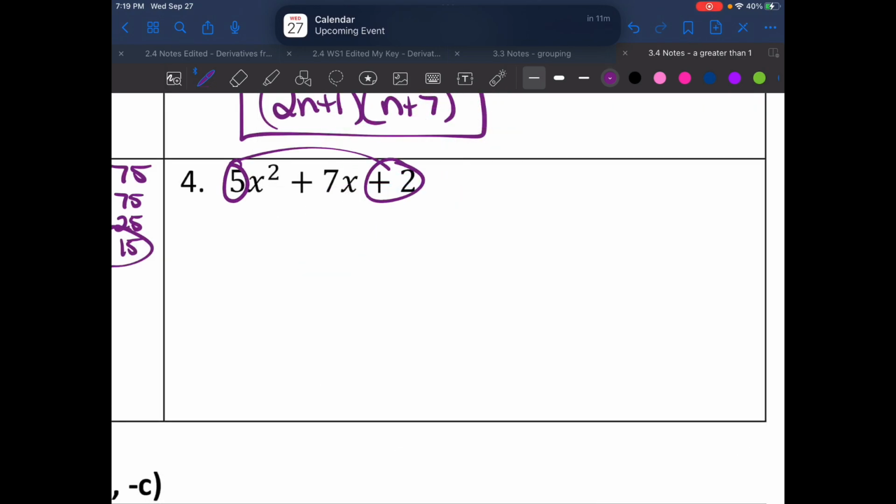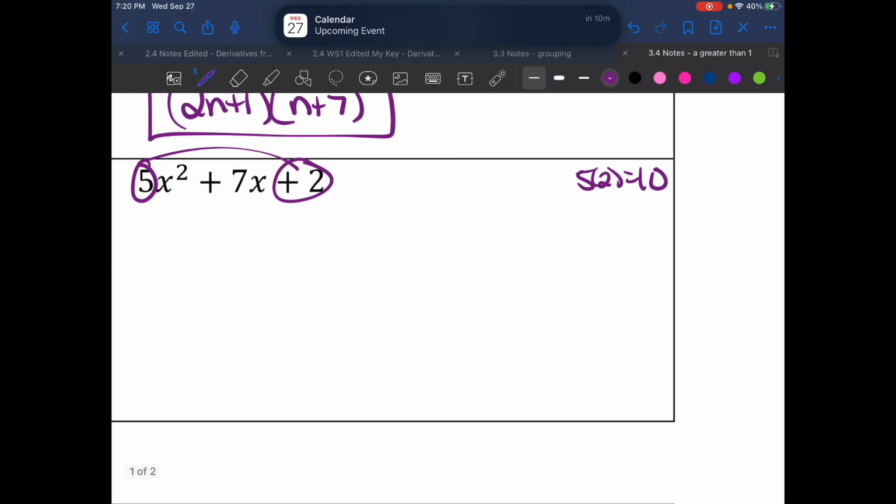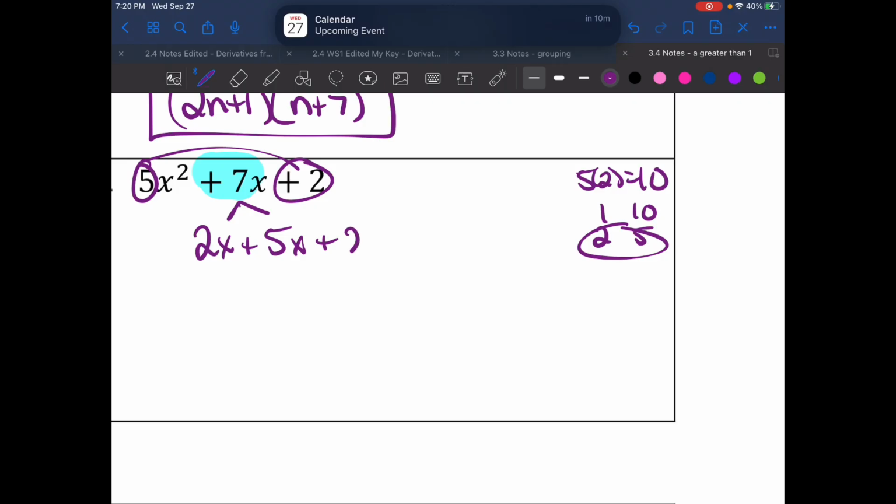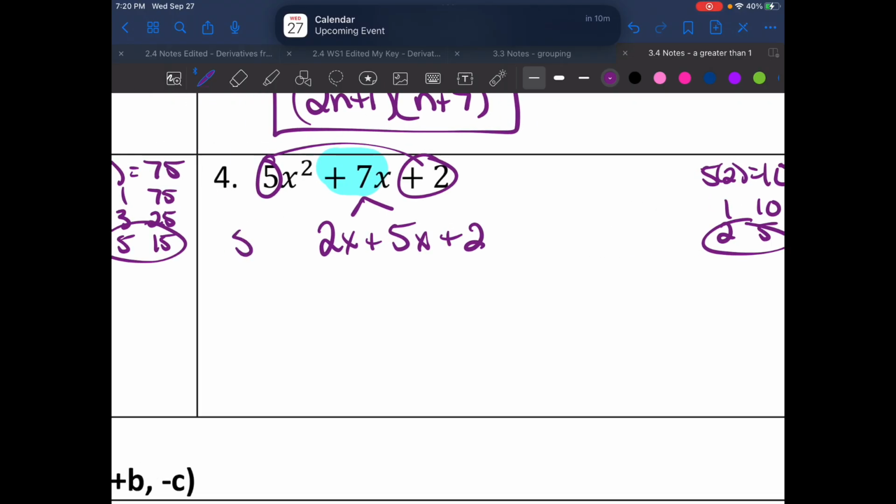All right, no GCF here. Multiply leading coefficient by constant, 5 times 2. It's going to be 1 and 10, 2 and 5. Find the factor pair that adds together to be 7. It's going to be 2 and 5. Bringing down the other terms. Group the first two terms and last two terms. GCF of the first group.